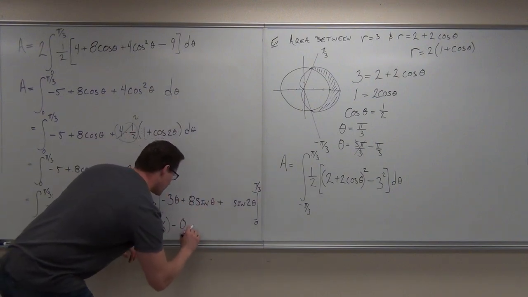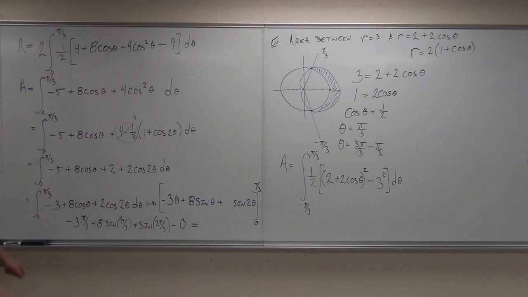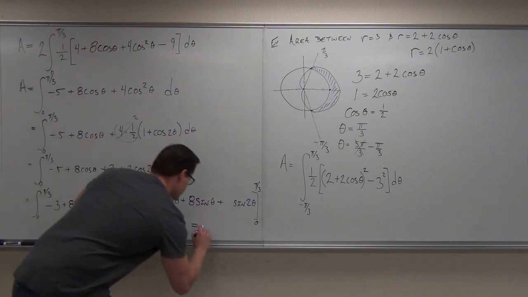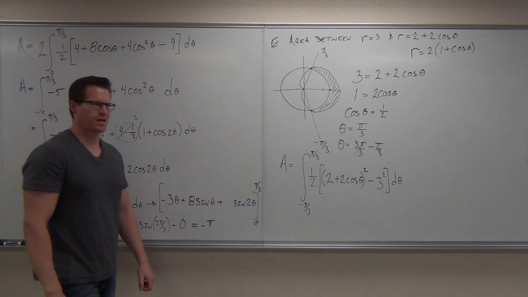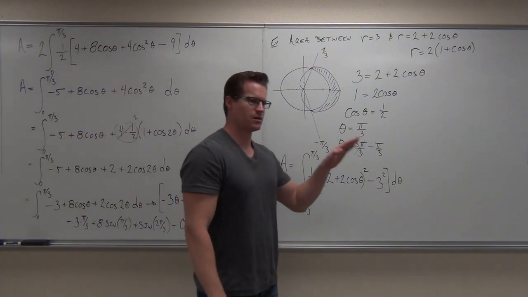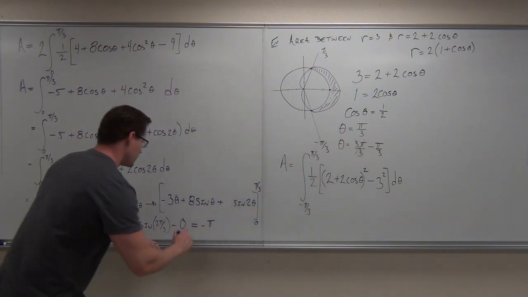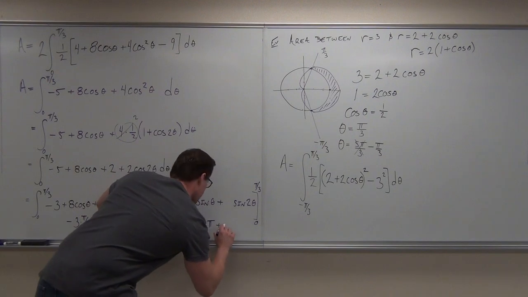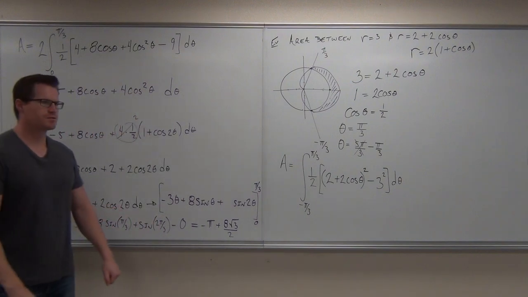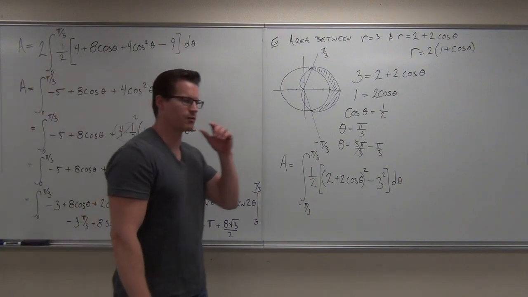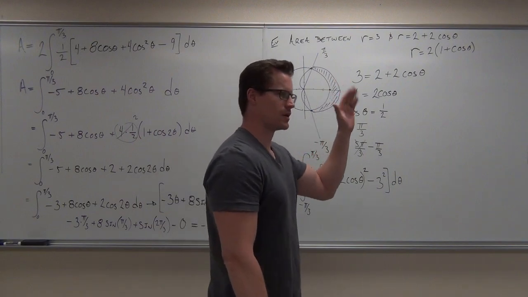So minus 0 gives us, well, let's think about that. What's negative 3 times pi over 3? Negative pi. Okay, how about sine of pi over 3? Do you know what sine of pi over 3 is? Root 3 over 2. So we have plus 8 root 3 over 2. We'll simplify that in a minute. And then sine of 2 pi over 3. What's sine of 2 pi over 3? Root 3 over 2. That's right.